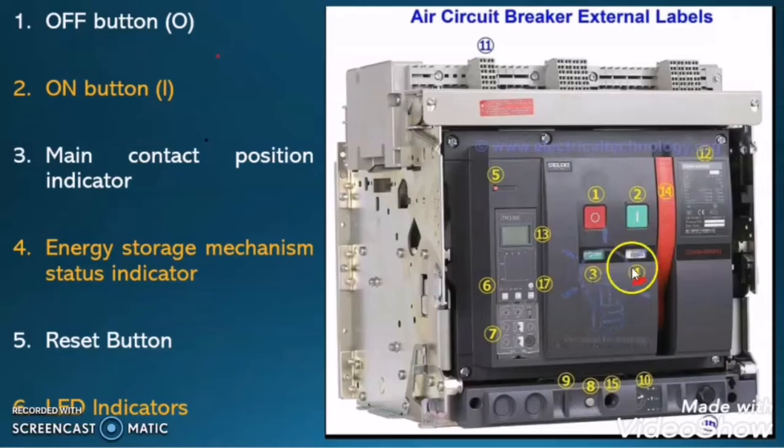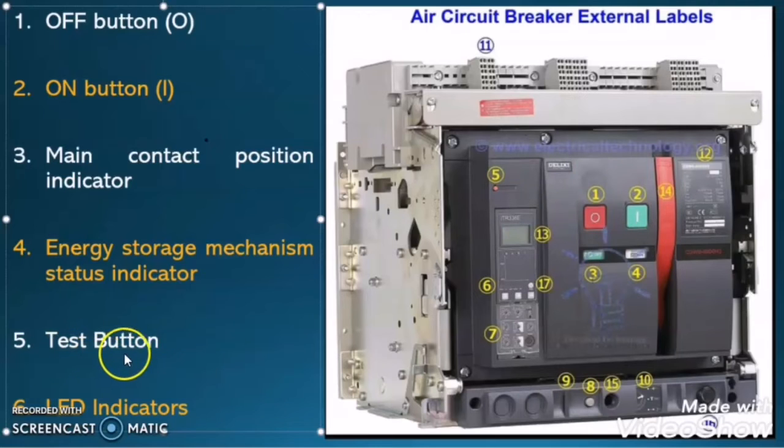So this indication will tell us whether the spring is charged or discharged. If the spring is discharged, we need to charge this spring by using this handle, or sometimes there is a DC motor inside the ACB to charge it automatically.